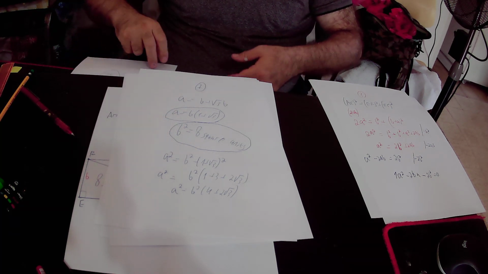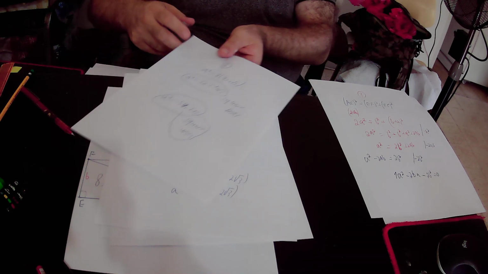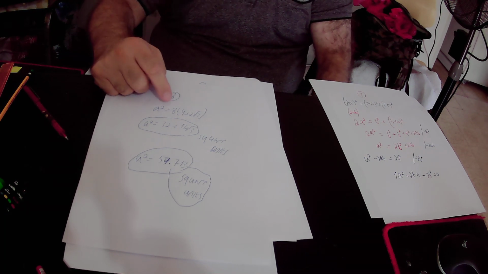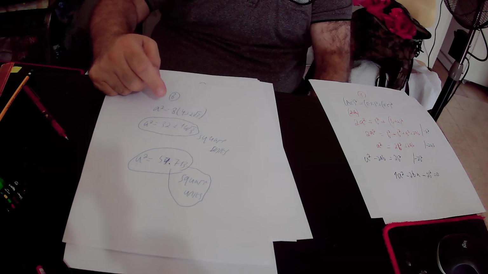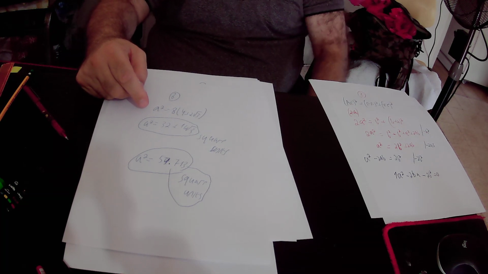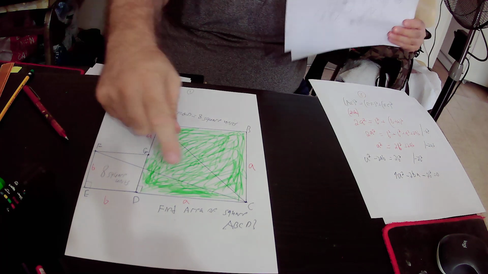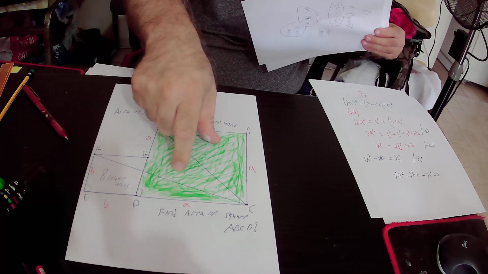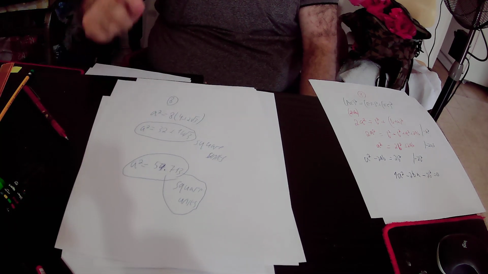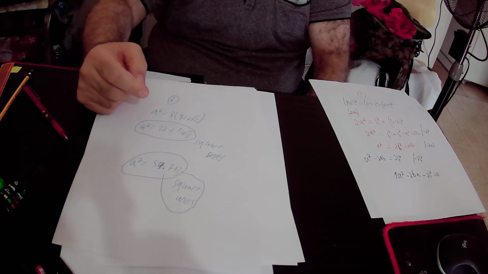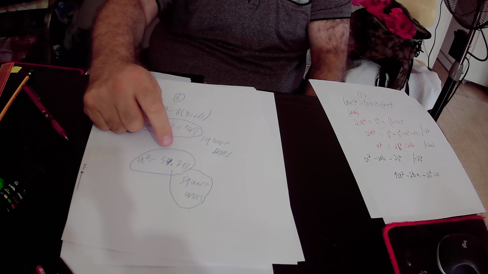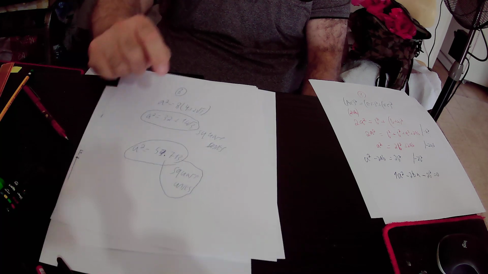We got that a squared equals 8 times 4 plus 2 times root 3. 8 times 4 is 32, and 8 times 2 is 16. So a squared, which is the area of the green square because a times a is the area of the green square, equals 32 plus 16 times root 3 square units. In terms of numbers, the area of the green square equals 59.713 square units. Okay, thank you very much.